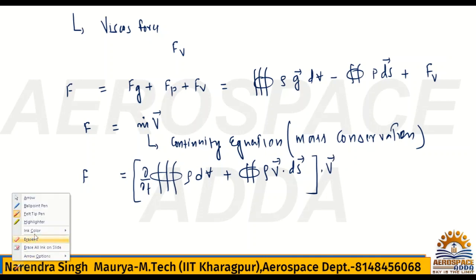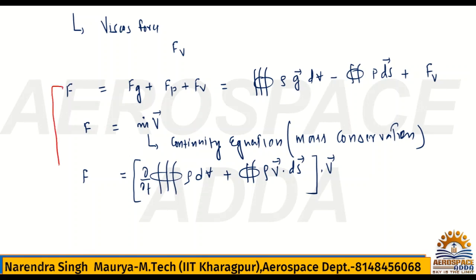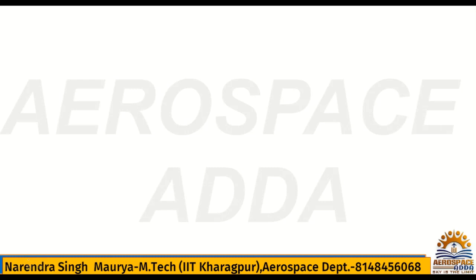Now this F, right and left, we can equate. Yes or no? We can equate this. What will we get? So if we equate both sides, we'll have the equation. It will be dou by dou t triple integration rho v vector dV plus, this is the volume, this is the surface integral rho velocity vector, already it was there, and then again the velocity vector will be multiplied.